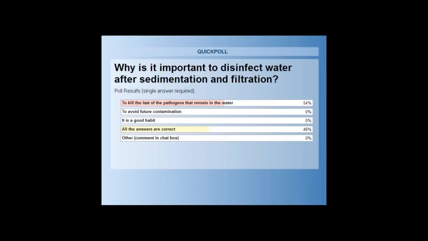Well, what have we got? To kill the last pathogens that remain in the water, to avoid future contamination, it's a good habit, and all the answers are correct. Well, it's hard to get it totally wrong, because all the answers are correct. Have we got any comments on that? No? Okay, right. So, if we could close the poll.